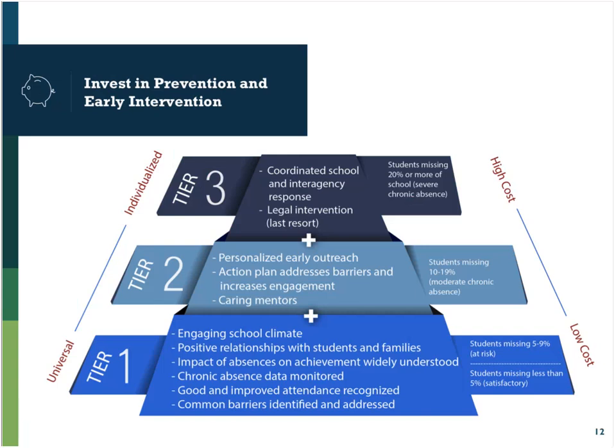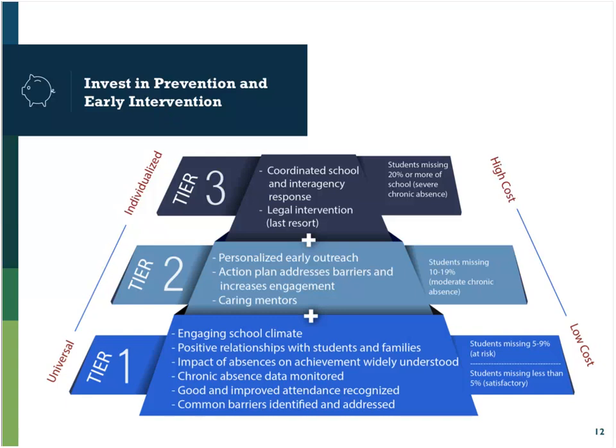At Attendance Works, you may know that we promote a three-tiered intervention model where Tier 1 represents low-cost school-wide strategies that support attendance among all students. You'll see that school climate is first on this list because it's fundamental to efforts to encourage and maintain attendance for all students. Tier 2 is for students who are moderately chronically absent and includes more targeted strategies to help individual students overcome barriers to getting to school every day, like addressing health concerns or partnering students with caring mentors.